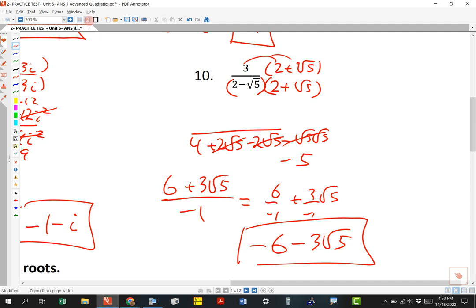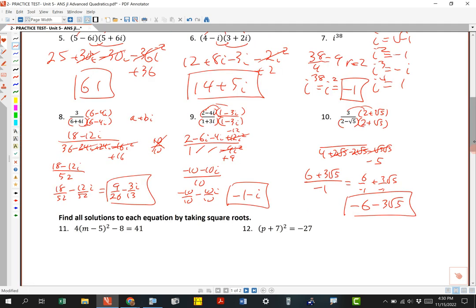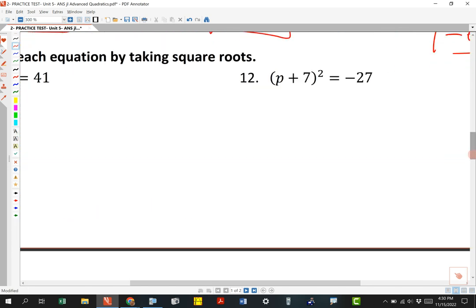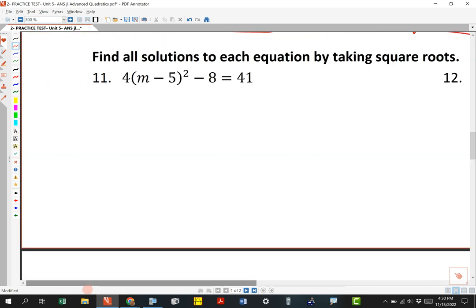Okay, I'm going to make this a little bit bigger and take a look at these last couple. This one says solve by taking square roots. So if we're going to take the square root here, and the reason we'd want to do that is because it's set up for that. So the first thing I'm going to do is add 8 to both sides. So if I add 8 to both sides, I get this. I get a 49 here. Okay, so that's not too bad.